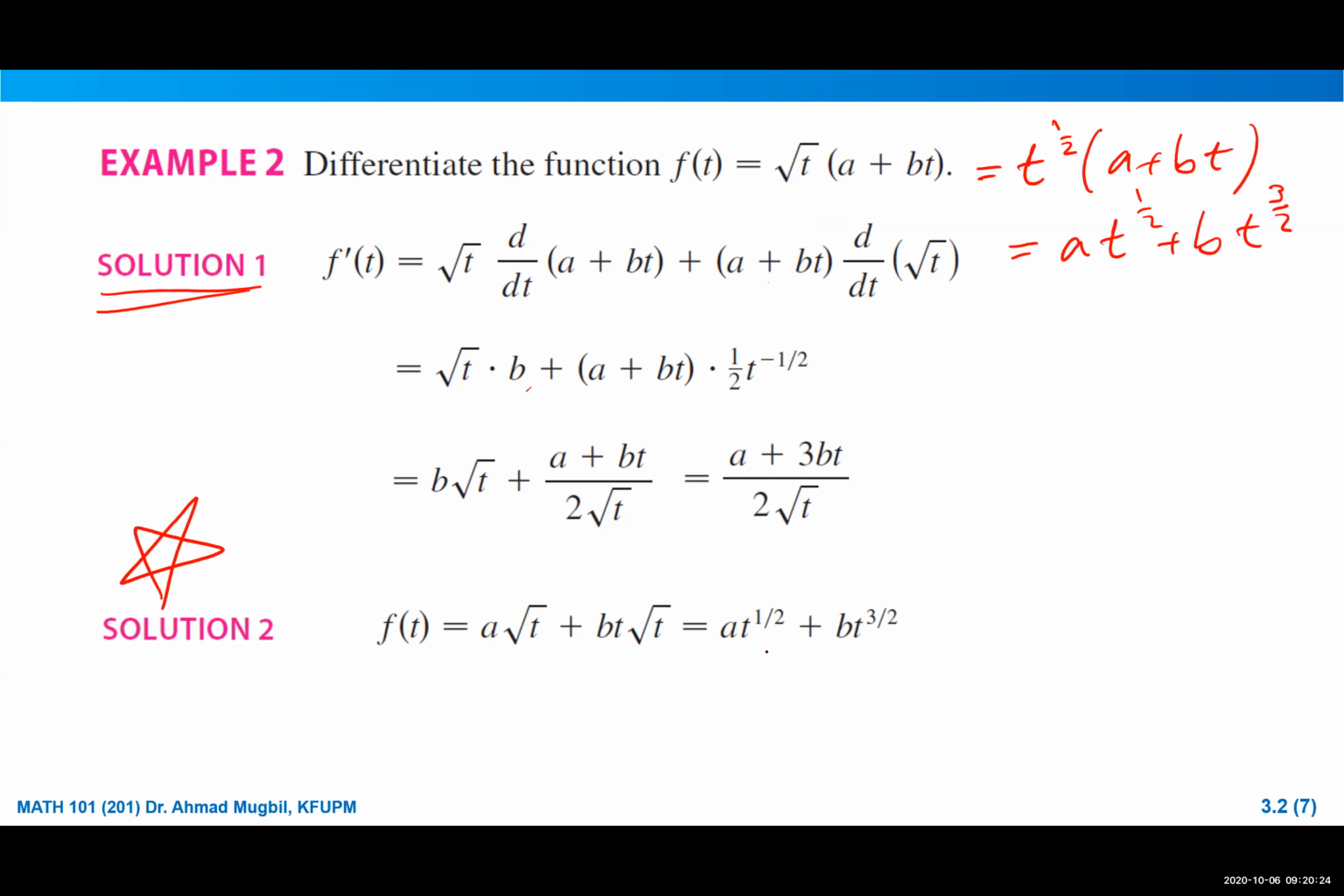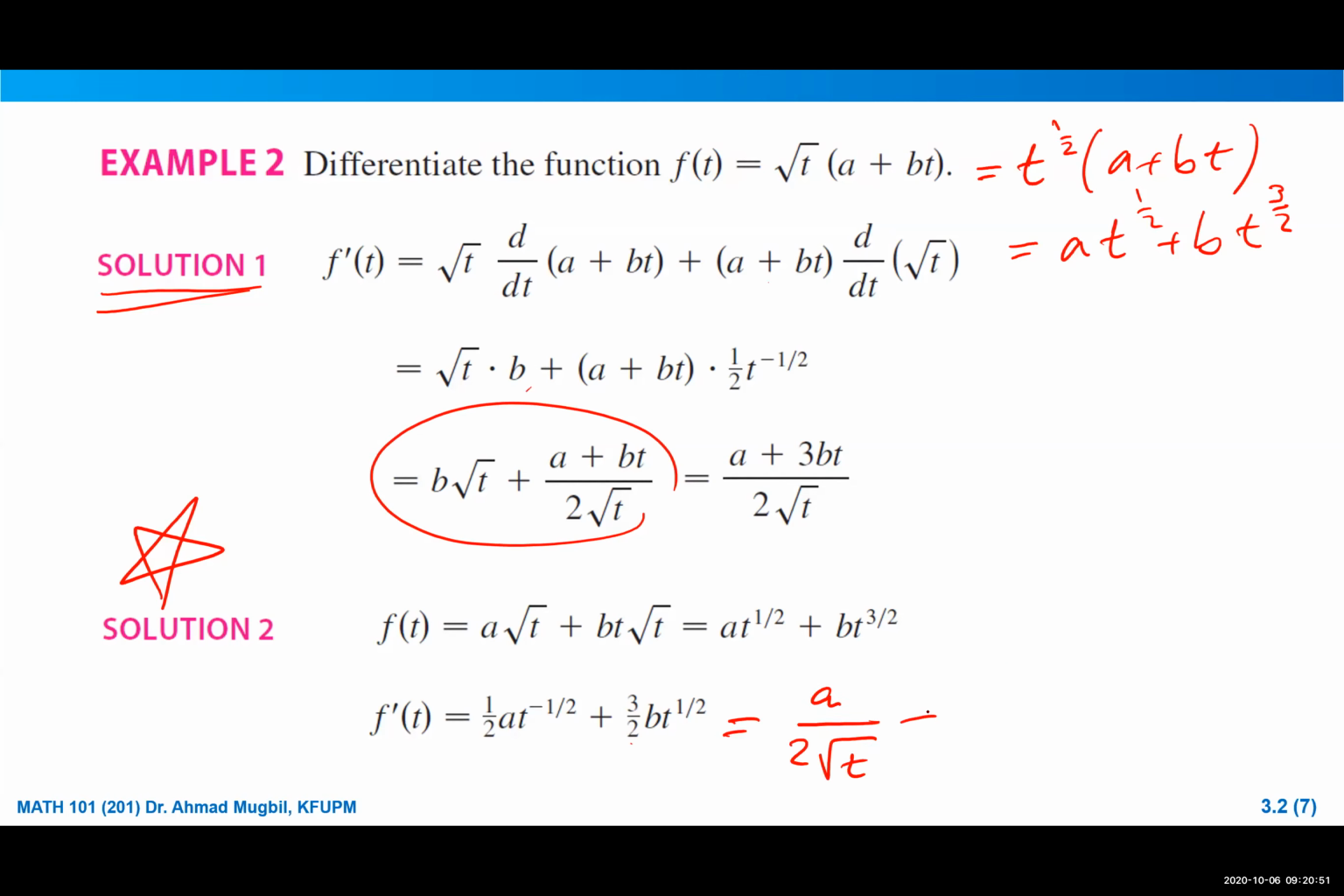How to differentiate? You will multiply by the power and subtract 1. So it will be a multiplied by a half, t to the power negative half, plus b multiplied by 3/2, t to the power 3/2 minus 1, which is a half. Now simplify, you will have this immediately. If you simplify, it will be a over 2 square root of t plus 3b over 2 square root of t, which is the same. If you notice, it is the same as this one, but you need to simplify.